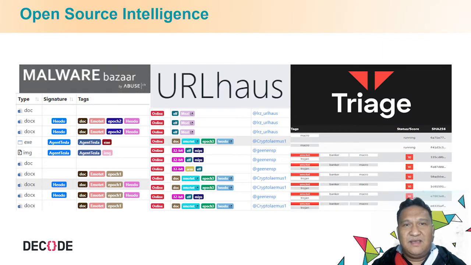According to Wikipedia, open source intelligence, or OSINT, is the collection and analysis of information that is gathered from public or open sources. Here are some websites that we are using and have already added to our automations.